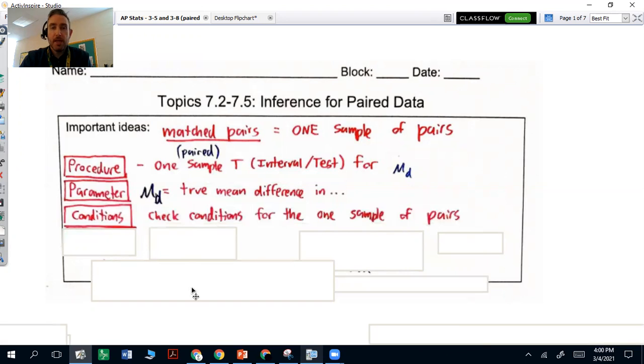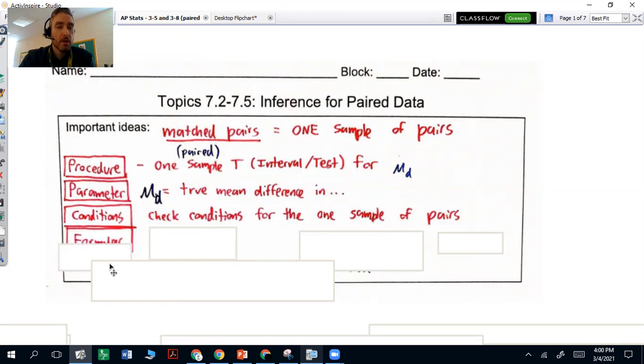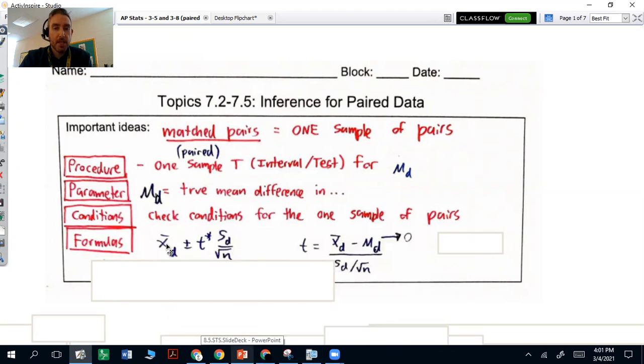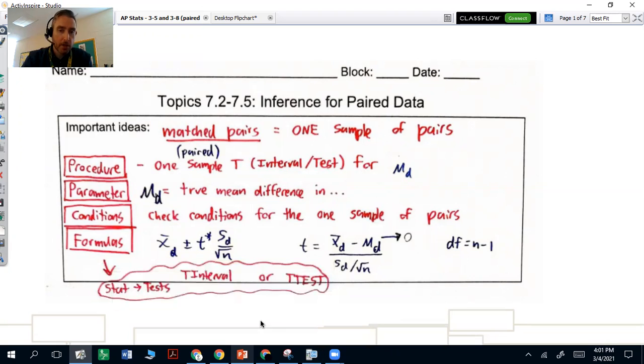The conditions are the same as one sample t interval or t-test: random, 10%, and normal. And the formulas are the same as a one sample t interval. So again, those are the same interval or test statistic, and degrees of freedom is n-1. But I, of course, encourage you to use the stat test menu for the t interval or the t-test.